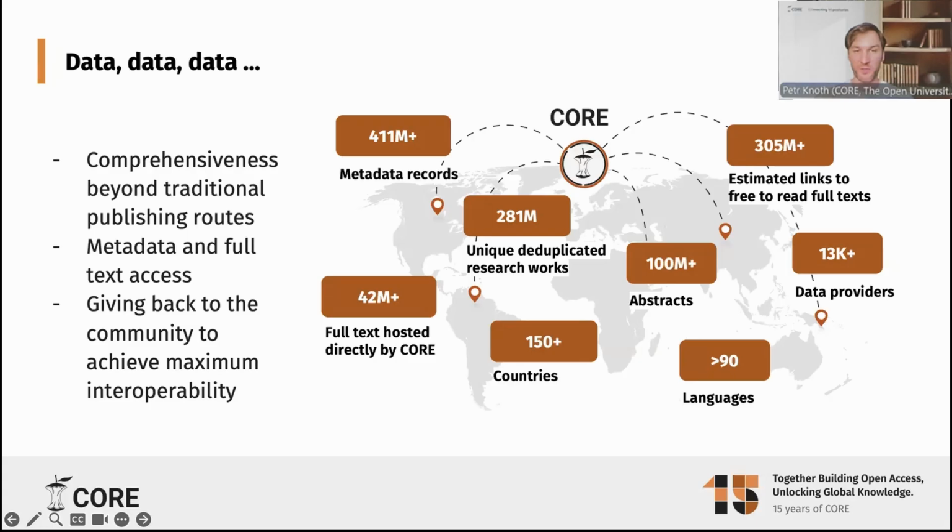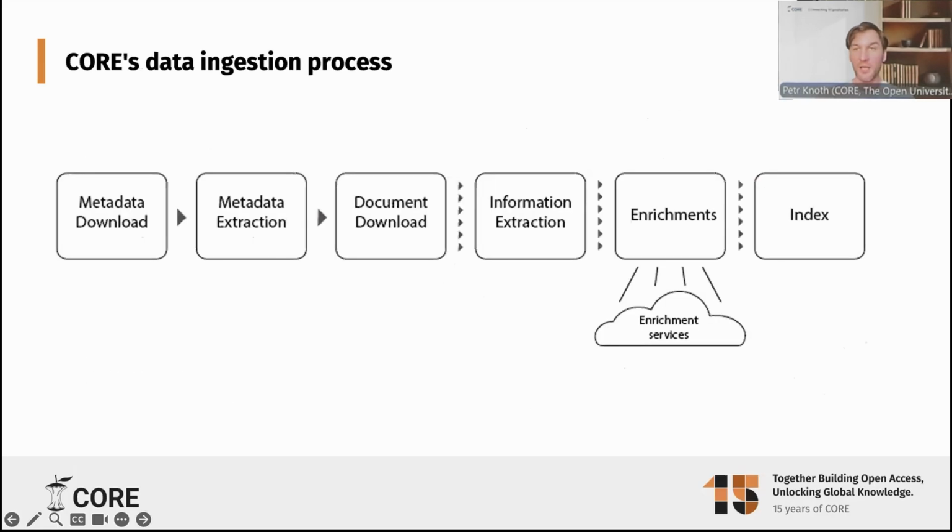So you can see that we've got over 40 million full text papers directly hosted in CORE, and we've got over 100 million abstracts hosted in CORE, and this comes from over 150 countries around the world. How does content get indexed into CORE?